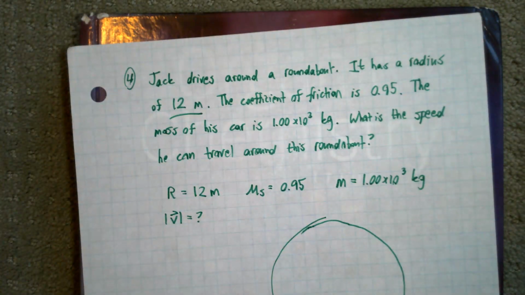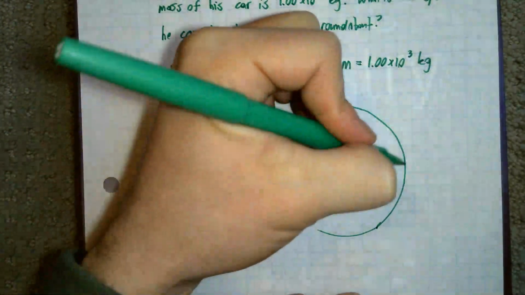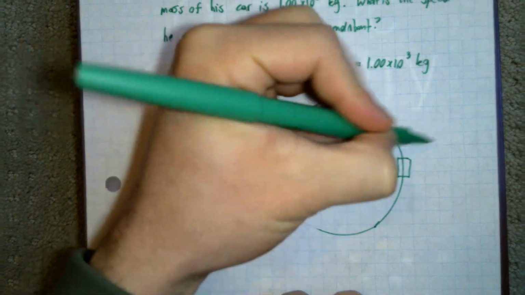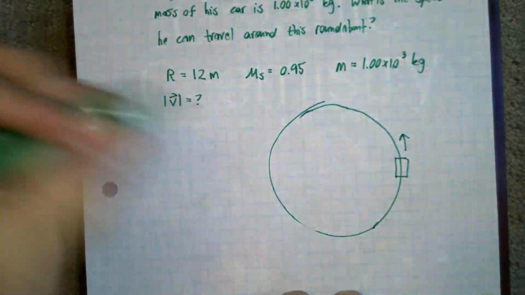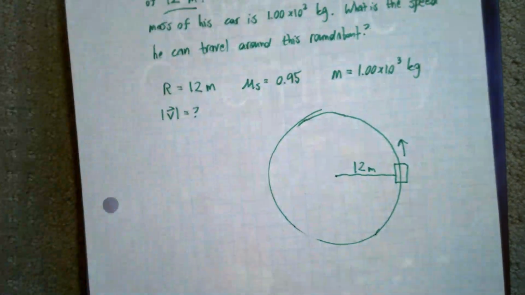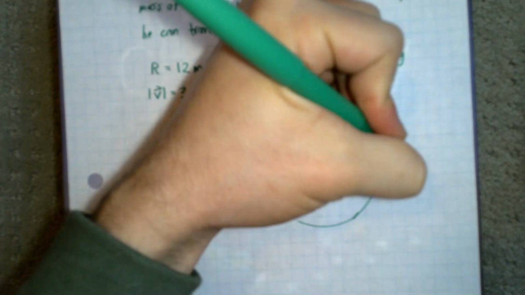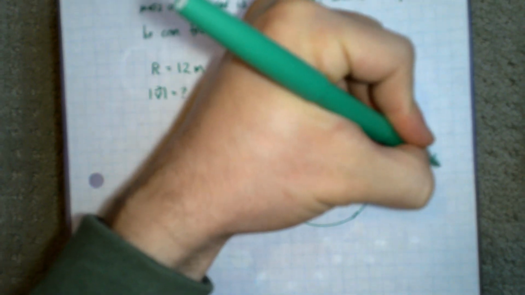All right, circle's a little better than last time. All right, here's Jack in his car. There's the car, traveling around the roundabout this way. We have here our radius, there's our radius of 12 meters. And that car has a mass of 1.00 times 10 to the third kilograms.